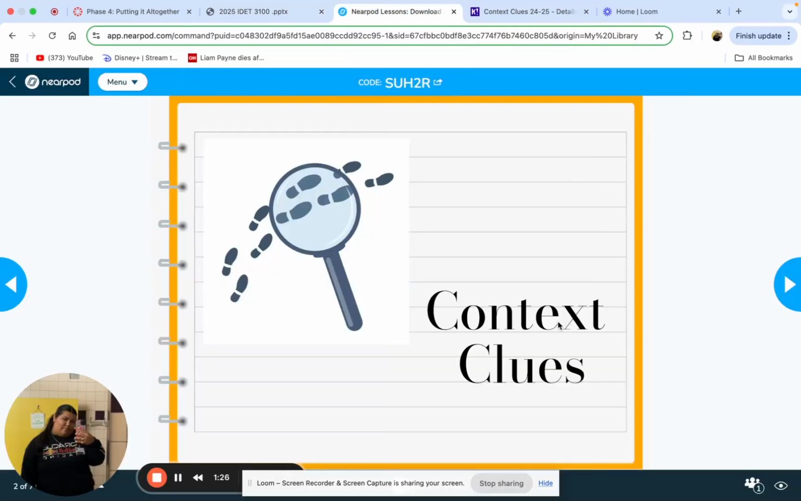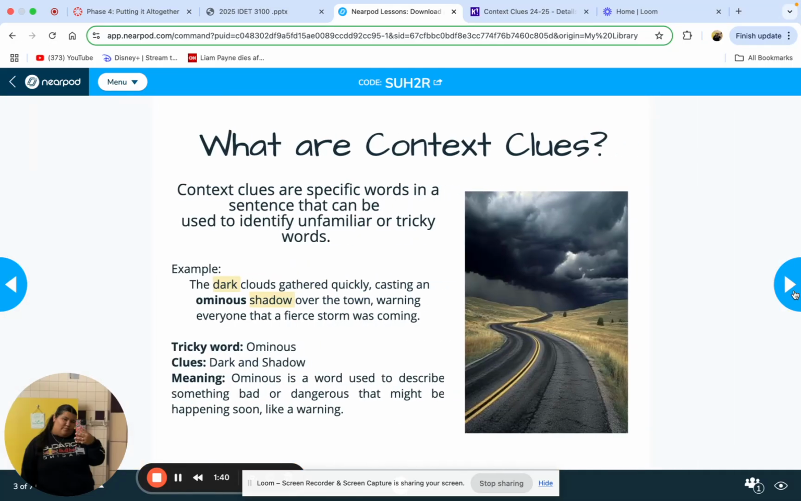So if we move on to Nearpod, I have my lesson plan right here. It's context clues. This is for fifth grade, so it's a little bit of visuals, but it's also more words for them to read and analyze. So we're going to start with what are context clues. This question is very basic, but it is important to start with this question so that the students are able to think back on whatever they know and remember the stuff that they've been taught before, if the lesson is a reteach.